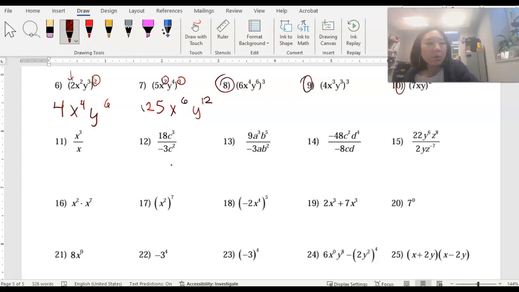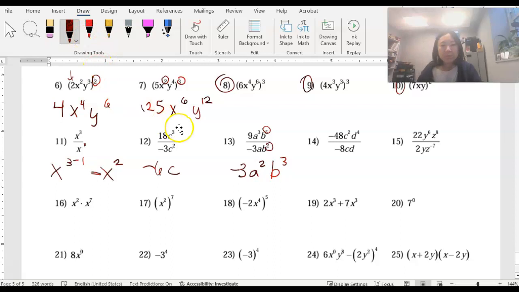In number 11, we are dividing. So this would be the same as x cubed minus 1, because the invisible power is here, so this is x squared. Here, 18 divided by 3 is negative 6 to the power of c. 3 minus 2 is 1, so you can just leave this as negative 6c. And then I'll show you one more. 9 divided by negative 3 is negative 3. A to the 2nd power, because 3 minus 1. And then b to the 3rd power, because 5 minus 2. So you try 14 and 15.